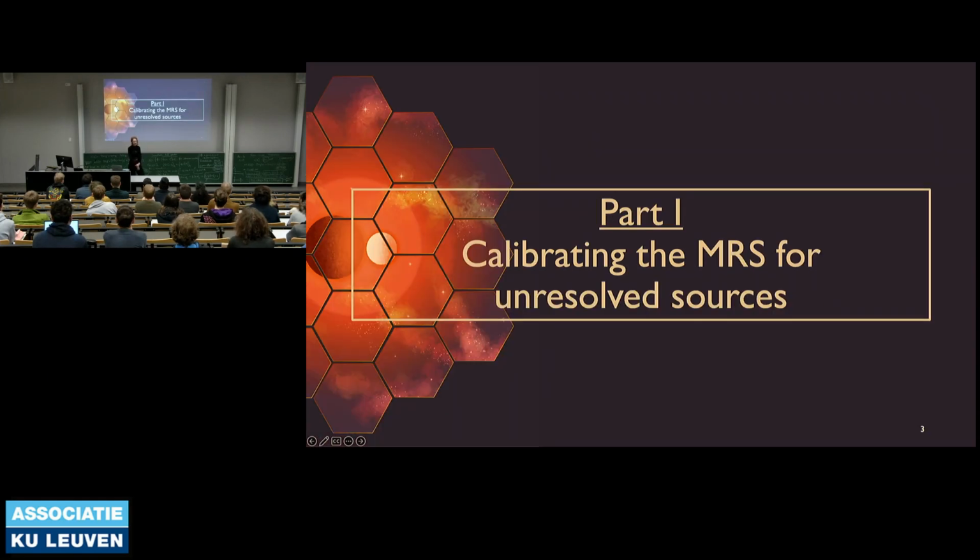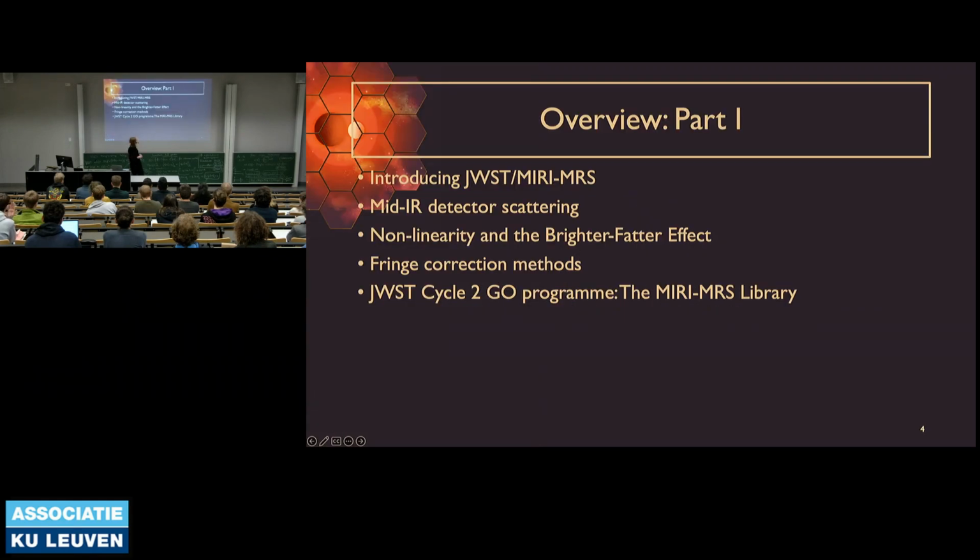I'll be introducing JWST and MIRI-MRS. We'll be talking about the detector scattering that we are dealing with, the nonlinearity in the detector along with the brighter-fatter effect. I will be explaining what that is, so don't worry. Fringe correction methods, and after that, I'll be talking about my Cycle 2 calibration program, which is specifically for unresolved sources.